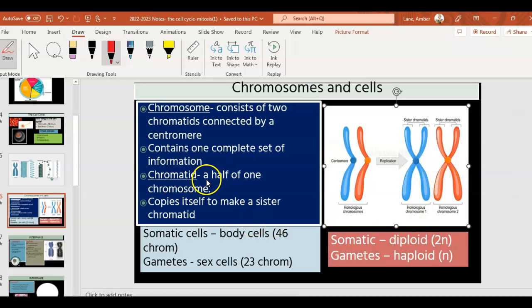So a chromatid is a half of a chromosome right here. DNA is going to copy itself to make a sister chromatid. So here's a chromatid, and here's the sister chromatid.